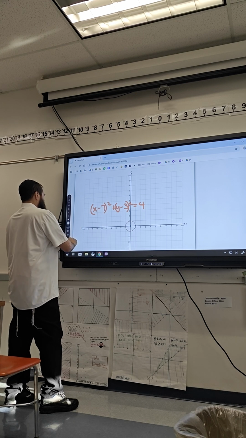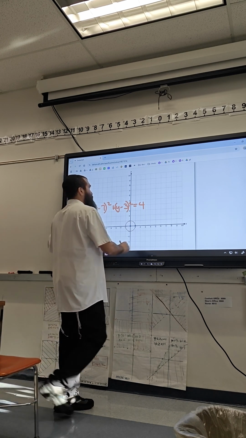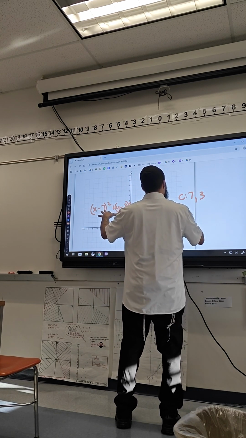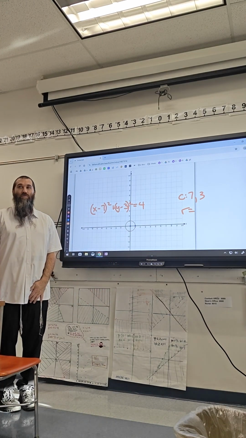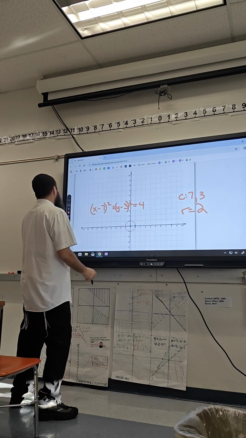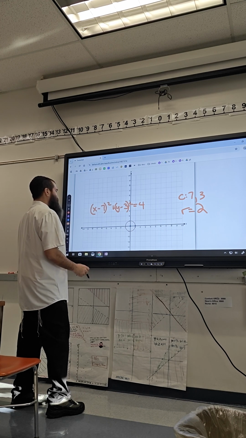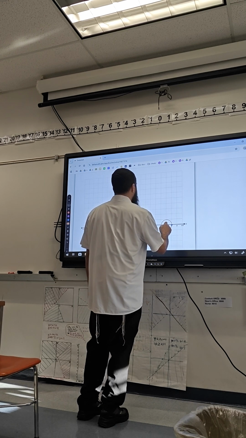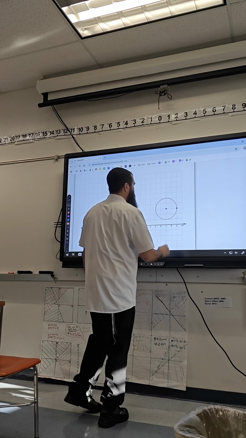So now, the center of this graph is going to be 7, 3. What is the radius of this graph? It's not 4. It's 2, the square root of this one. So you can drag this now. 7, 3 and a radius of 2. So you take this and move it to 7, 3, and then drag this to 2, and that's it. That's your circle.